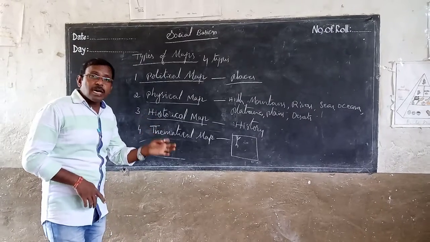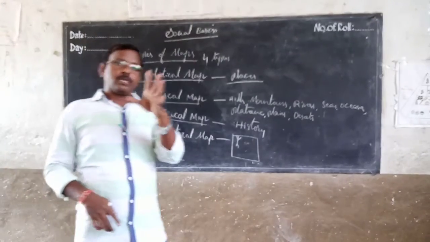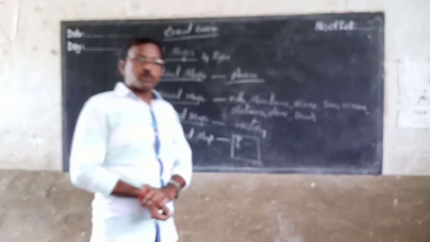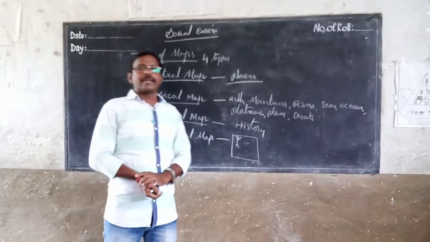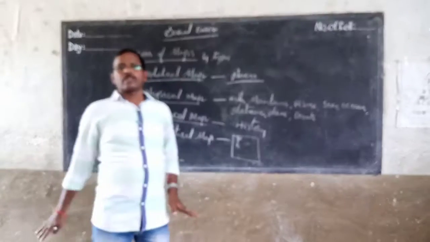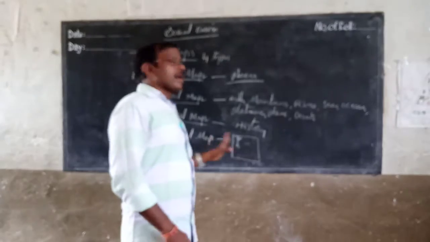Which maps tell a special aspect, one aspect. The maps which tell us one aspect, like transport, roadways, railways, airways. It will tell us one aspect only. Such maps are known as thematic maps.